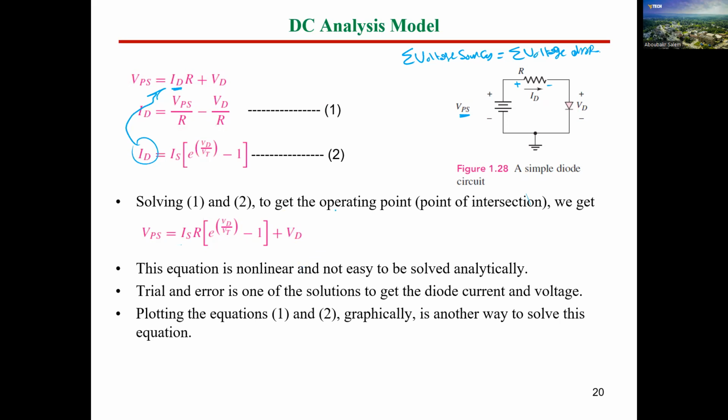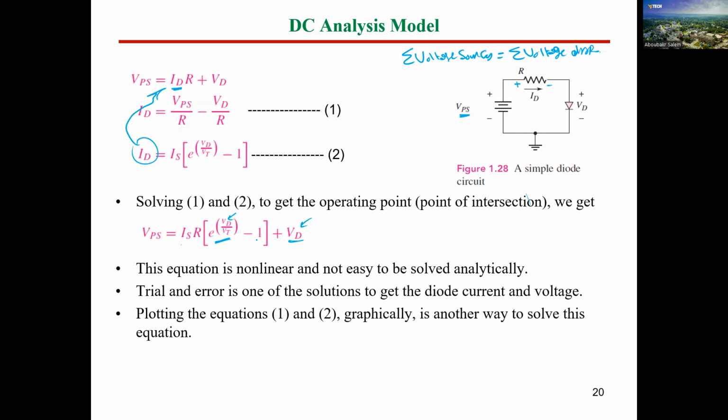Now, guys, this equation is a nonlinear equation because, as you can see, we have exponential parts here. And it's not easy to be solved analytically if you would like to get VD. Why is it not easy, guys? Because as you can see, we have V diode here and V diode here as well. So V diode is one term of the equation and also in the power of the exponent part. So it's not easy to solve this equation to get VD if VD is unknown.